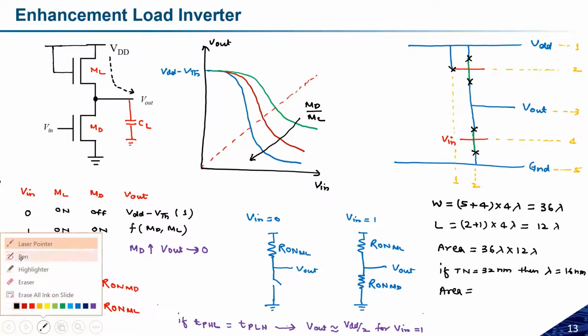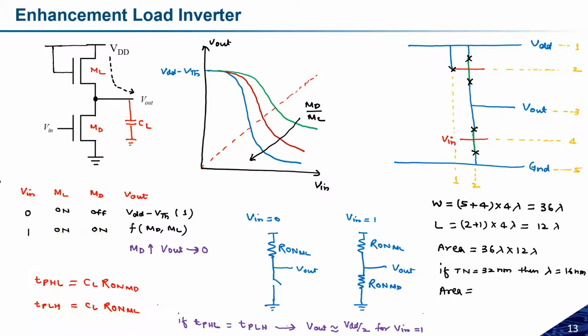Okay, fine. So can anyone calculate what the value is after calculating this one? Lambda is equal to 16, and 36 into 16 into 12 into 16. Did anyone calculate it?